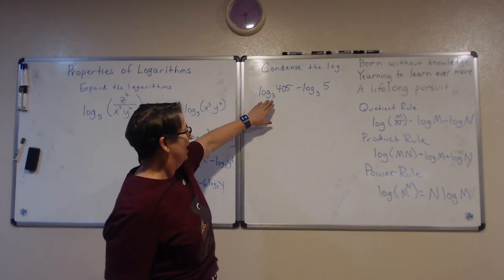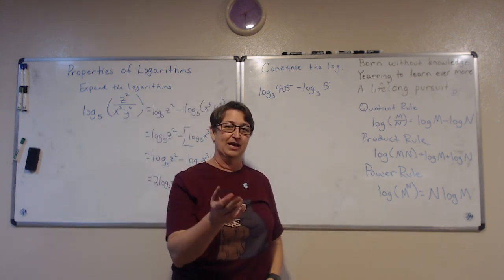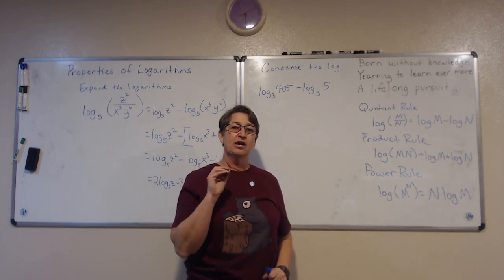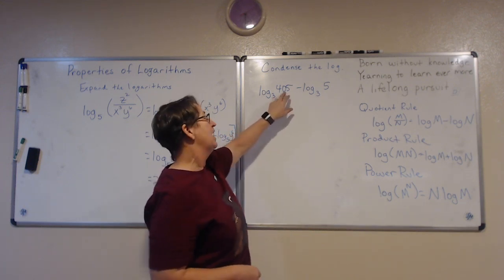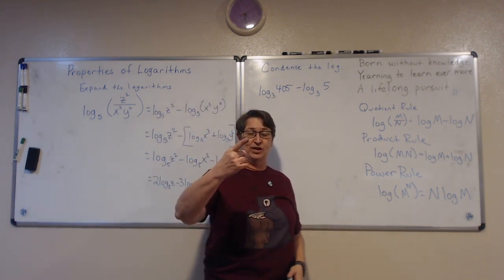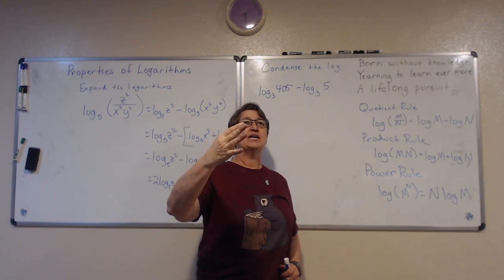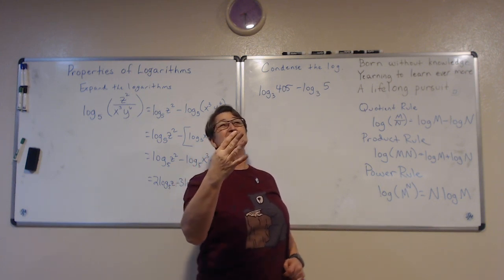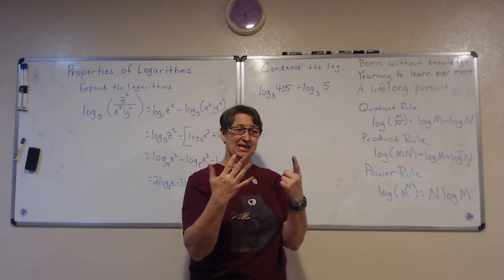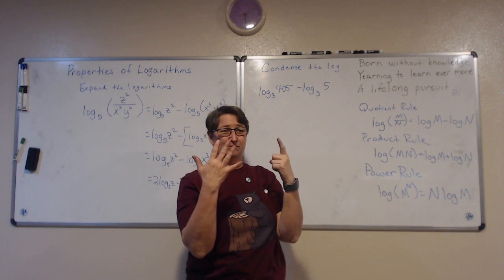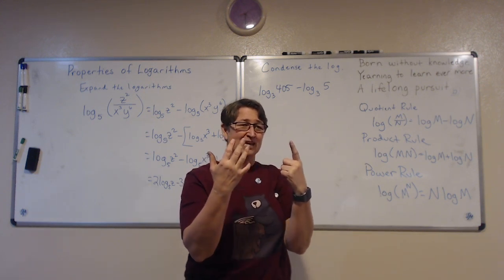Okay, so here, I'm going to use my quotient rule. Now, before I do that, I just want to show you that you guys have learned a little bit, okay? So we know that these logarithms are exponents. So I'm asking myself, 3 to what power gives me 405? And it's not a nice, pretty thing. If I start multiplying by 3s, 3 times 3 is 9, times 3 is 27, times 3 is 81, times 3 is 243, times 3 is 729. Oh no, I passed over that 405, didn't I? So it's somewhere between 5 and 6.